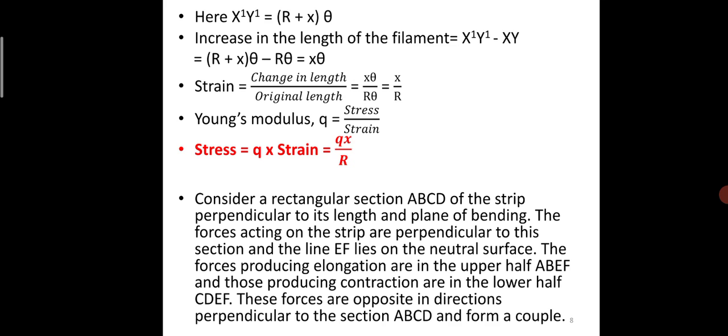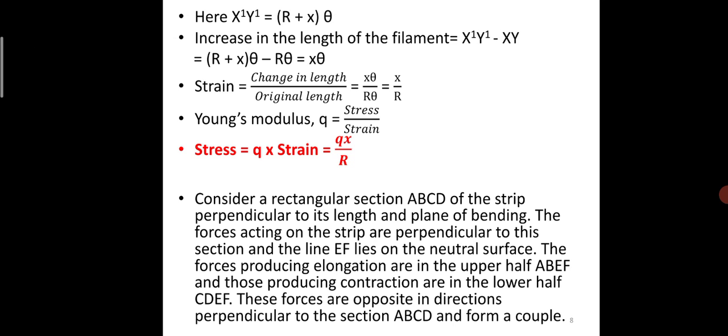Then we consider a rectangular section ABCD of the strip perpendicular to its length and plane of bending. The forces acting on the strip are perpendicular to this section, and the line EF lies on the neutral surface. The forces producing elongation are in the upper ABEF, and those producing contraction are in the lower CDEF. These forces are opposite in directions perpendicular to section ABCD and form a couple.